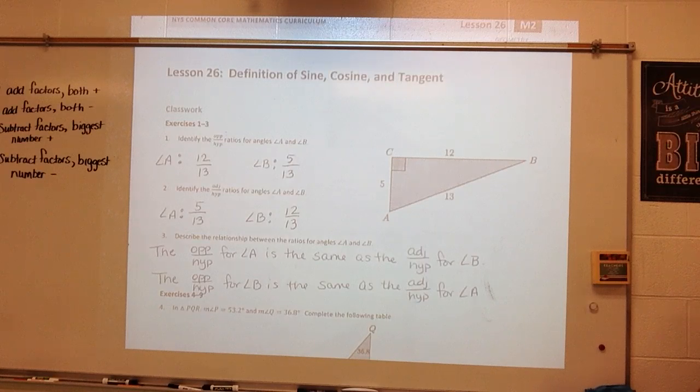The same reasoning can be applied to the fractional expressions that we have been investigating: our opposite over hypotenuse, our adjacent over hypotenuse, and the opposite over adjacent. In other words, we want to come up with a familiar name instead of having to say the opposite over the hypotenuse or the adjacent over the hypotenuse. We want to come up with a familiar name for that, and that's where our vocabulary comes in today.